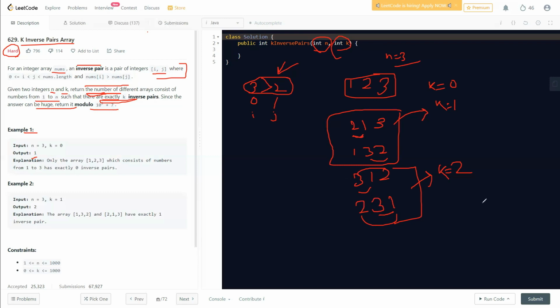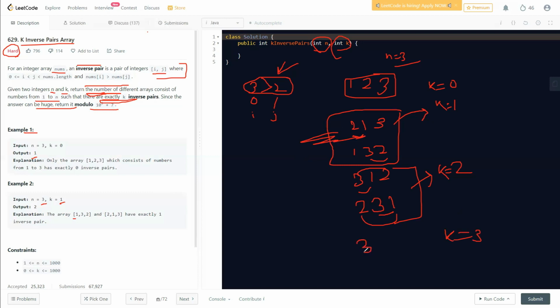Further, if we have k equal to 3, remember our n is fixed to 3. So for n equal to 3, we are just checking all the k that can be given over here. For n equal to 3 and k equal to 1, there are 1 3 2 and 2 1 3. So that's the one we find over here. We checked for k equal to 2, and now for k equal to 3, what can we do?